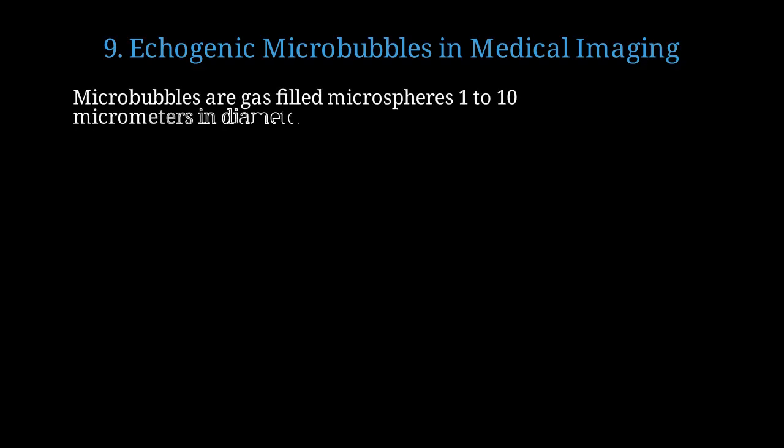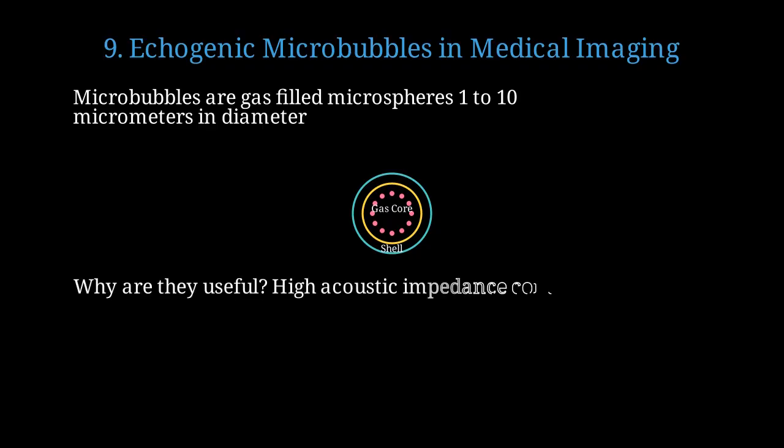Now let's explore a modern application: echogenic microbubbles for advanced ultrasound imaging. Echogenic microbubbles are tiny gas-filled microspheres, typically 1 to 10 micrometers in diameter, with a stabilizing shell. The microbubble consists of a gas core surrounded by a thin shell made of lipids, proteins, or polymers that provides stability. Why are microbubbles useful?